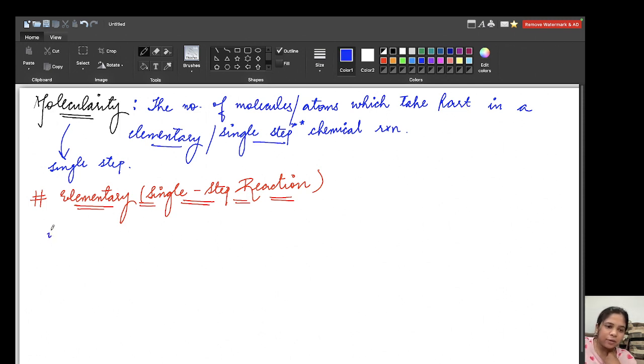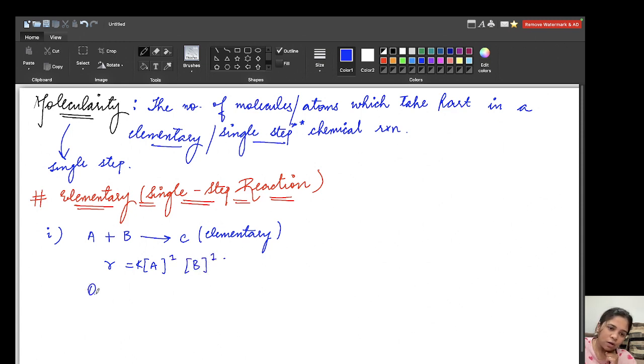My first example, A plus B is giving me C. Now they are already mentioning that it is an elementary reaction. What does elementary reaction mean? It is a single step reaction. Experimentally they are telling your rate to be K, A raised to the power 1 and B raised to the power 1. So what is your order of the reaction? The order of reaction will be 2, and what will be the molecularity of the reaction? 2 molecules are taking part, right? So molecularity will also be 2.